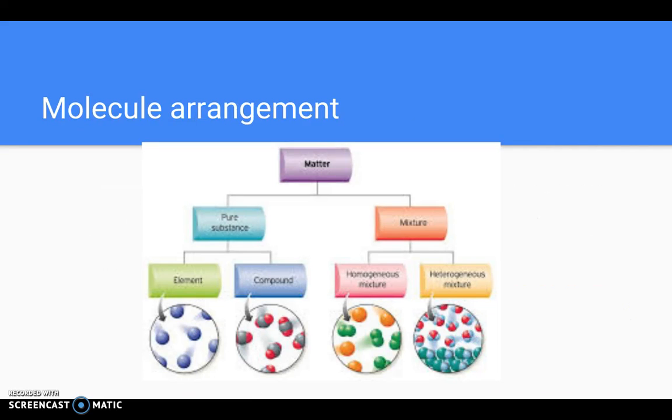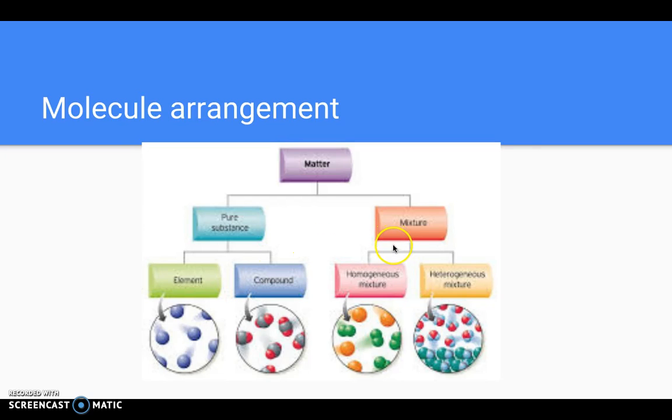This flow chart or molecule arrangement shows you where we start with matter and how it can be broken down. All matter fits into one category. Then we go into pure substances and mixtures. Our pure substances are where we're going to find our elements and our compounds. Even though compounds are made up of two elements, they're still pure substances, and that's because of their chemical bonds or chemical connections.